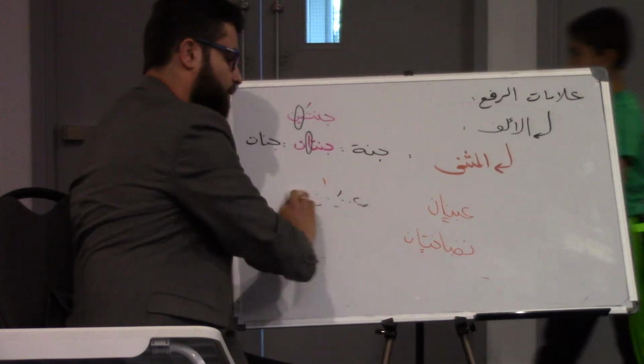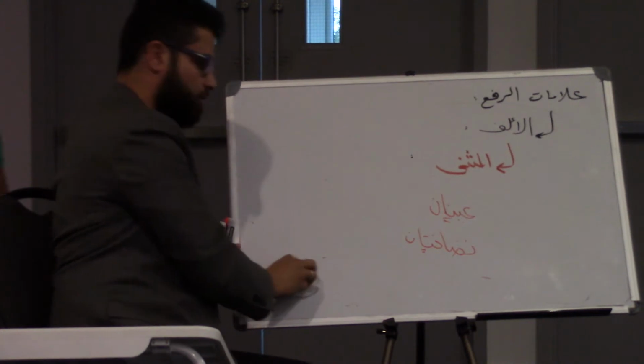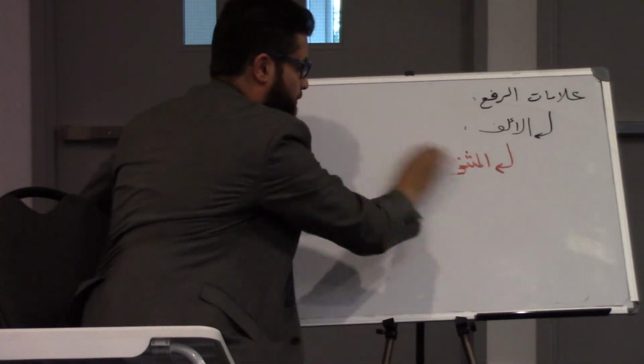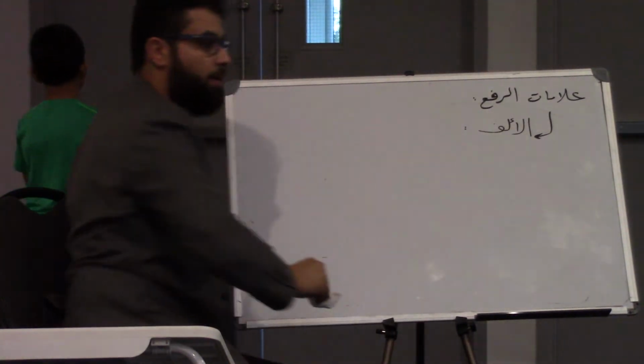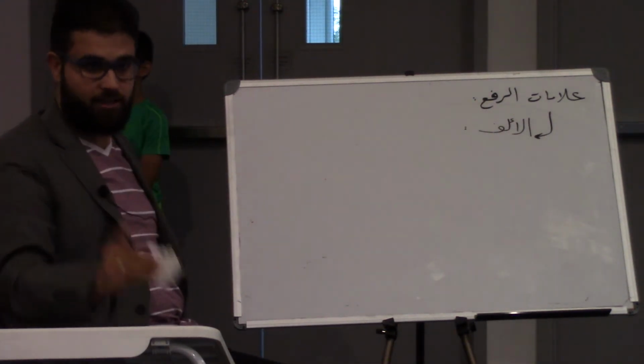So the first marker of rafa' was the dhamma. And the dhamma was a marker of rafa' in 4 situations: for the singular noun, for the broken plural, for the feminine sound plural, and for the present tense verb that had nothing attached to the end of it.